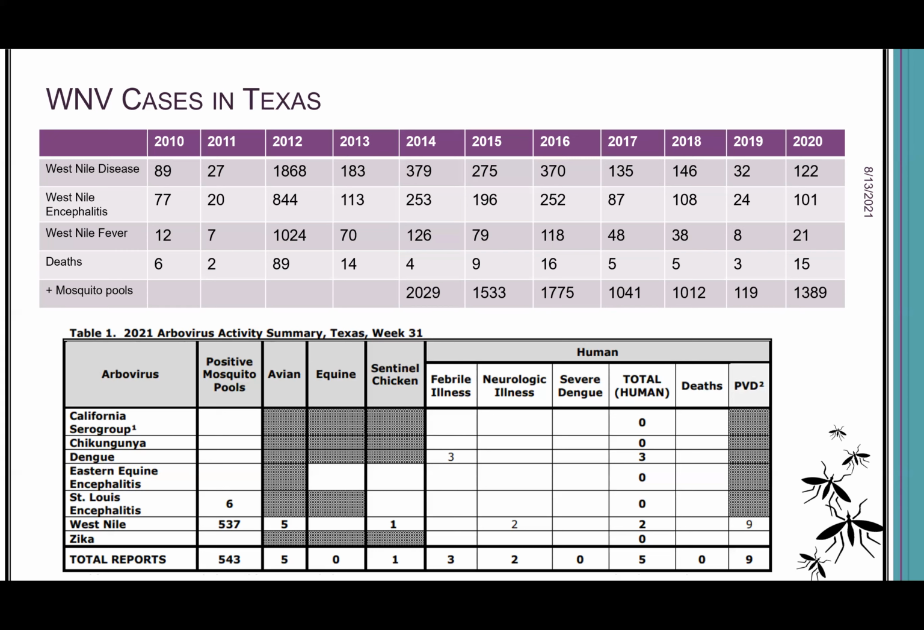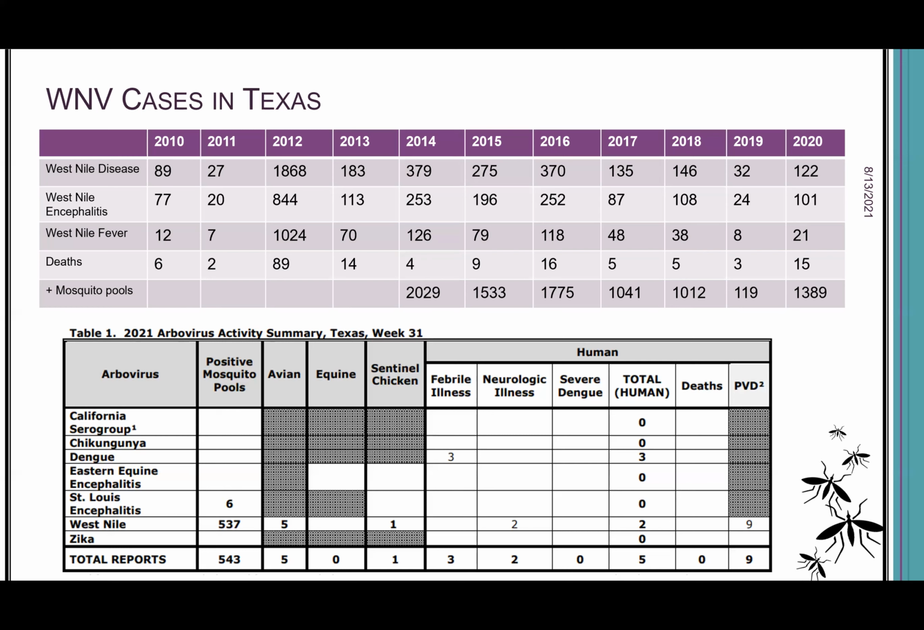As of this week, I believe this is week 31's data here, we've had 537 positive mosquito pools, and we have 2, maybe 3. I think the third one has come out, but it wasn't yet recorded by the state, 3 positive human cases of West Nile. And you'll also notice there's 3 positive dengue cases as of this year.